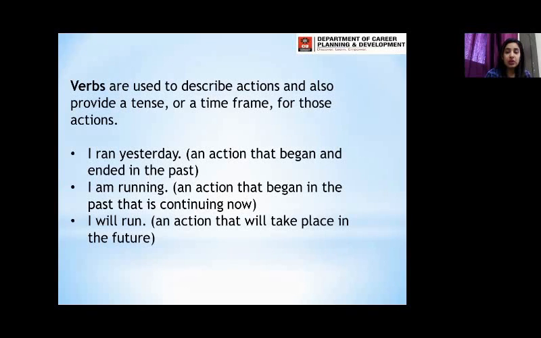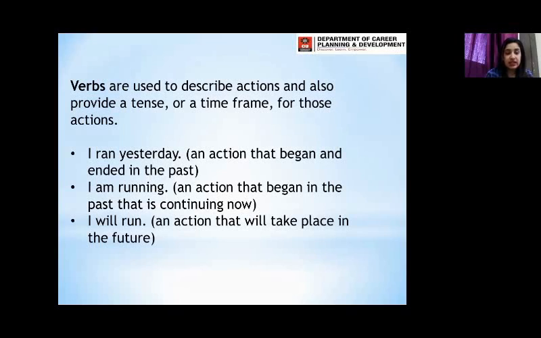If you're going to read the first sentence over here, it is written, I ran yesterday. So ran is the verb over here, and it is signifying that the action was in the past, that it started in the past as well as ended in the past itself. Okay, so we got a sense that it is talking about past tense.